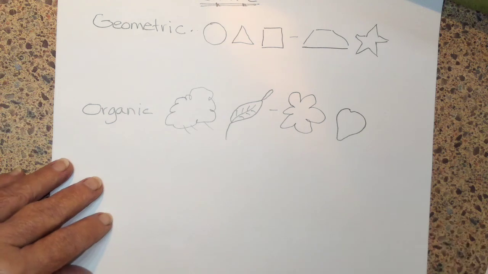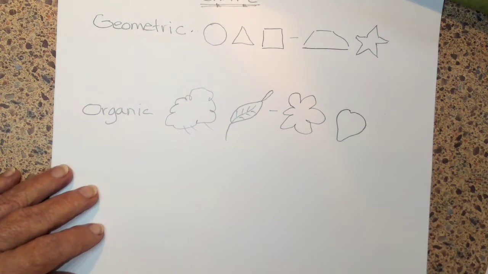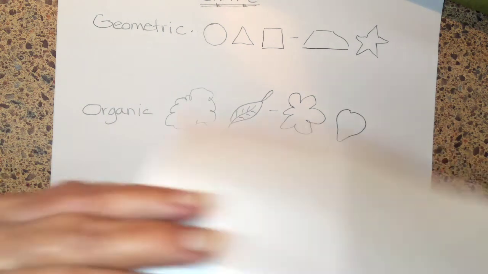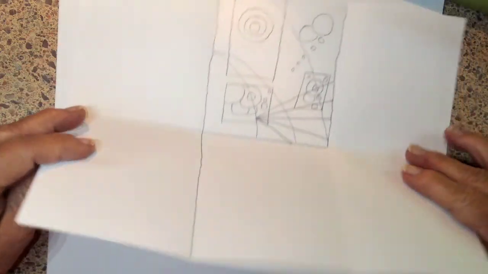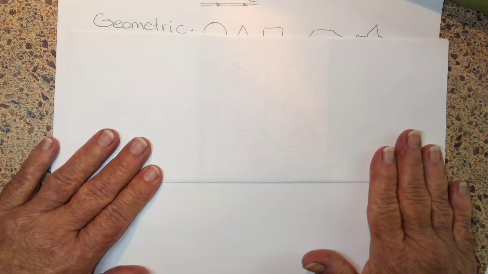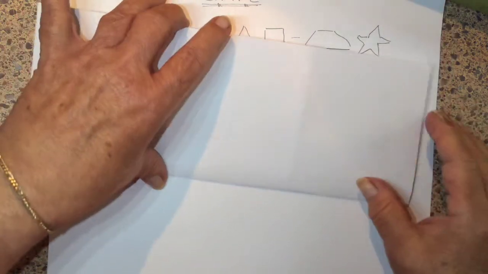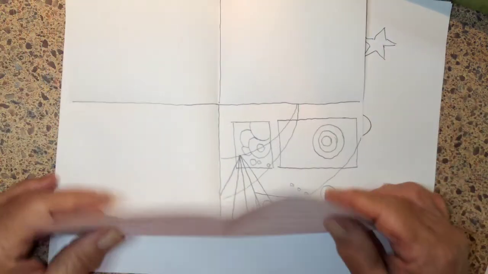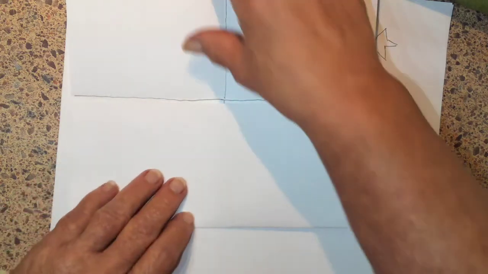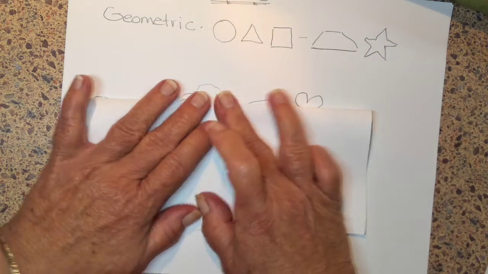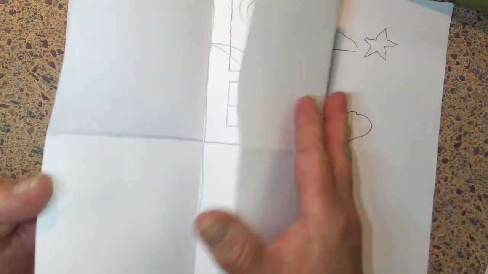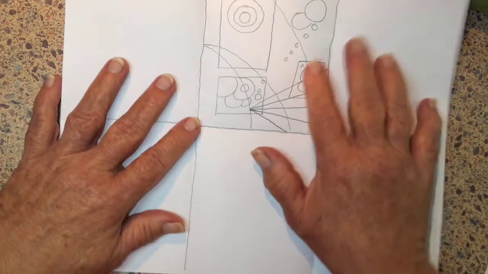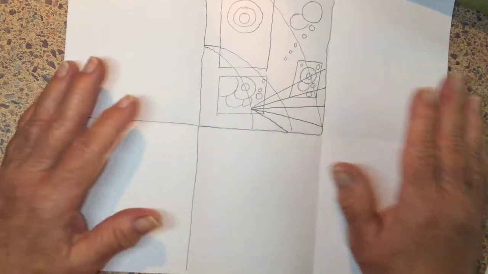Okay? Then what you're going to do, just like you did with your line, is you're going to take your paper and you're going to fold it in half, hot dog. Okay? Then you're going to take it again and fold it in thirds, here and here. Okay? Then you're going to have 6 different boxes, right?